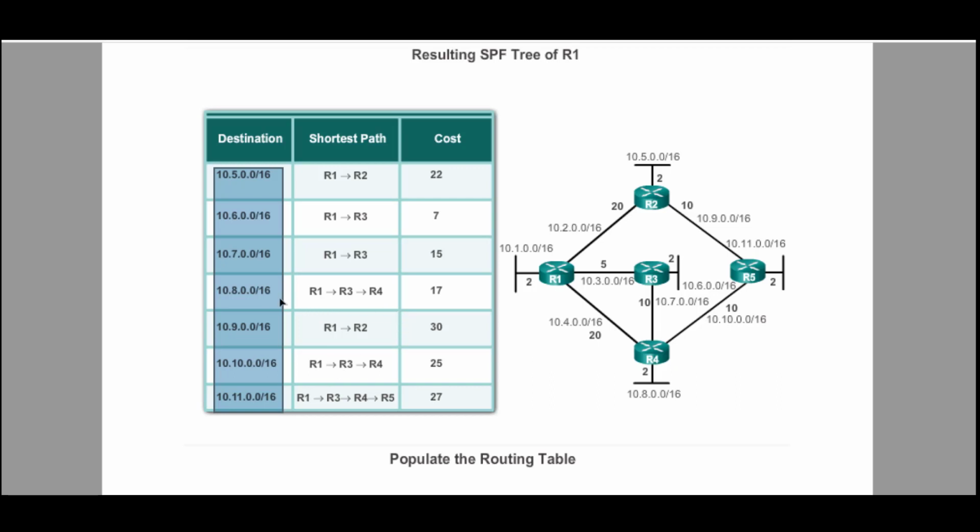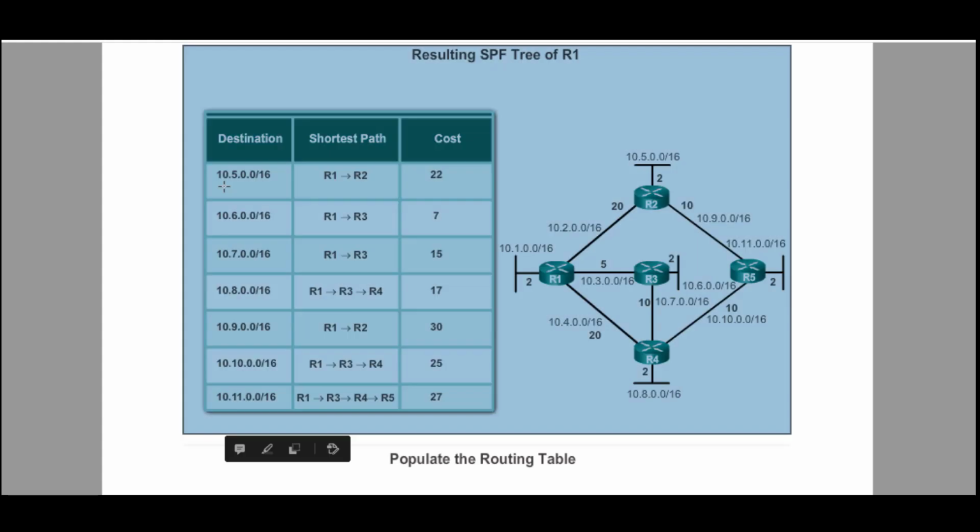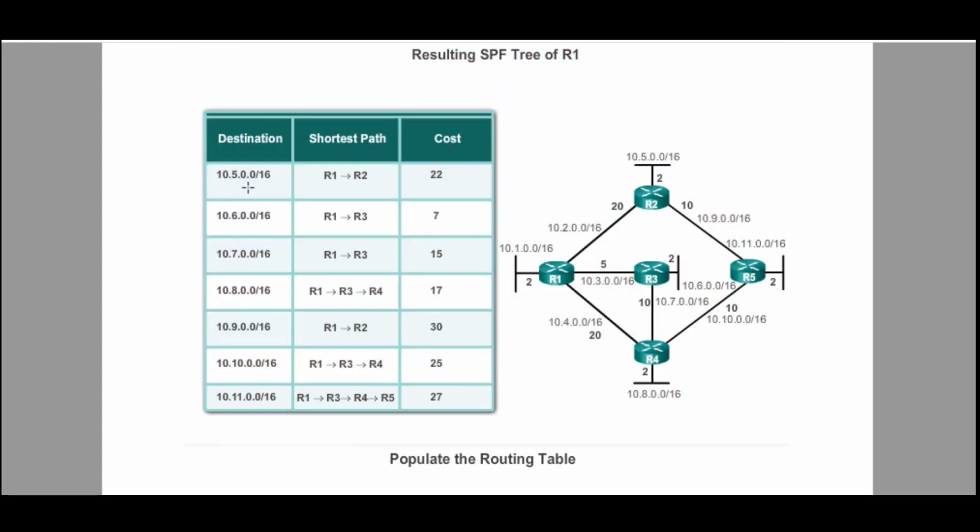What does that mean? Say I'm R1. If I want to go to network 10.5.0.0, this is the best path. Then if I want to go to 10.6.0.0, you can see 10.6 is available here. If I want to go to 10.6, via R1, R3, the total cost is 7. This is the shortest path.